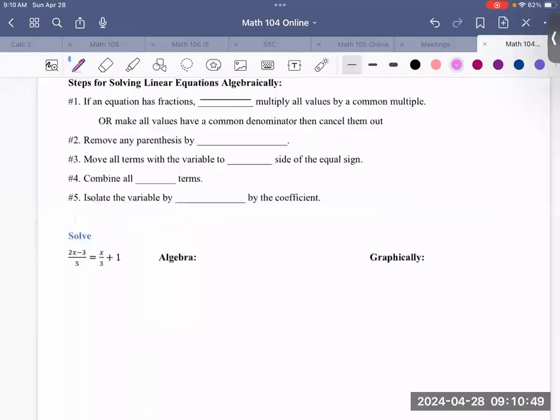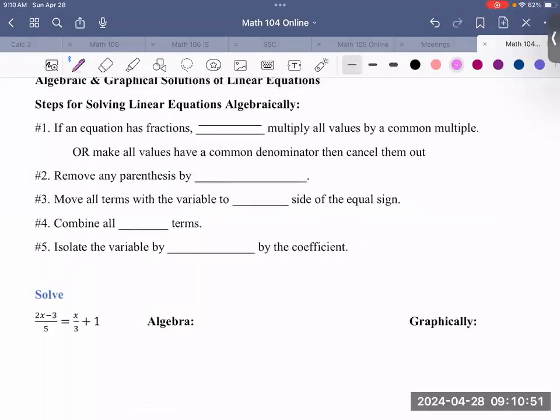It says if an equation has fractions. Now this was an error. There's nothing in the blank. It should have been multiply all values by a common multiple, or make all the values have a common denominator and then cancel them out. So big idea on this first step is to get your denominators to cancel, or get fractions out. Get rid of your fractions.